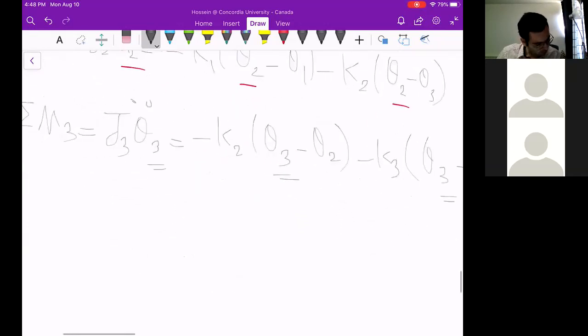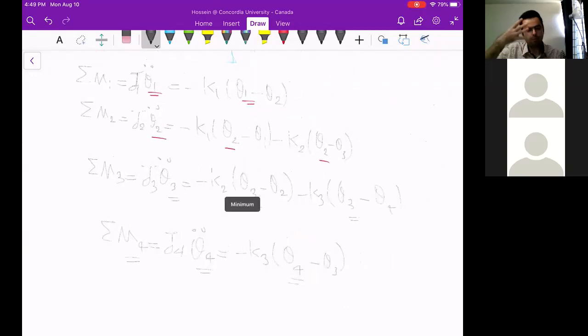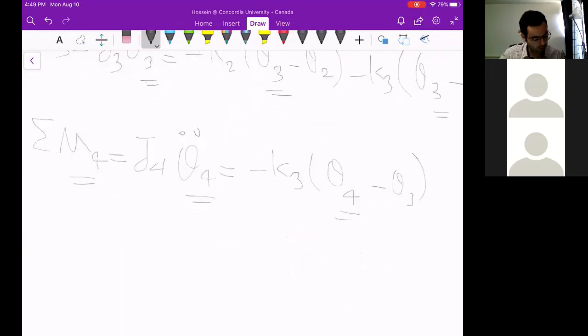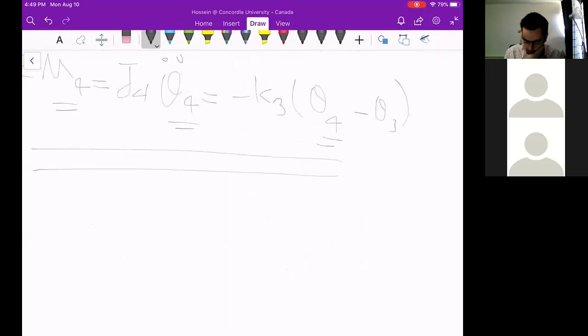So the summation of moments applied to the fourth mass is going to be J4 theta 4 double dot equals minus K3 times theta 4 minus theta 3. By manipulating these four equations, I can reach this point.